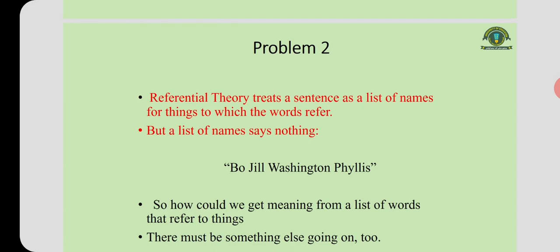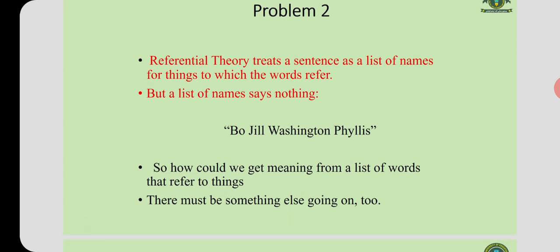Referential theory treats a sentence as a list of names for things to which the words refer, but a list of names says nothing. Bo, Jill, Washington, Phyllis has nothing in meaning. So how could we get the meanings from a list of words that refers to things? There must be something else going on too. So referential theory fails here on problem number 2: when there is a list of names, the meaning is not there. If the reference is at its lowest value, then the meaning will be at its lowest value. There will be zero meaning about that thing.